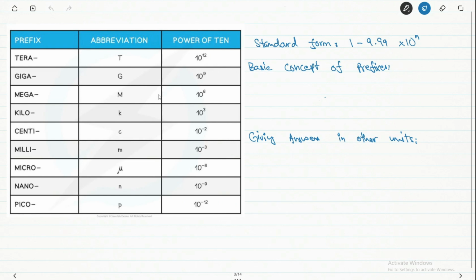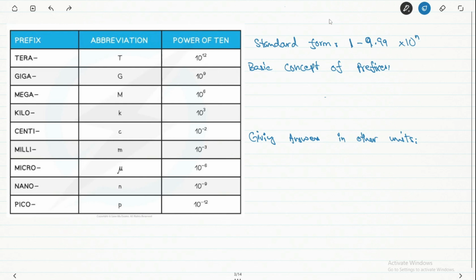Now, prefixes. The first thing you need to know here is the standard form. Whenever you are giving your answer in prefixes, this is the form you are going to use. Now, what is this form? The form basically says you're only supposed to use one figure ahead of the decimal point, and that becomes the standard form, and this n is some power of 10, right?